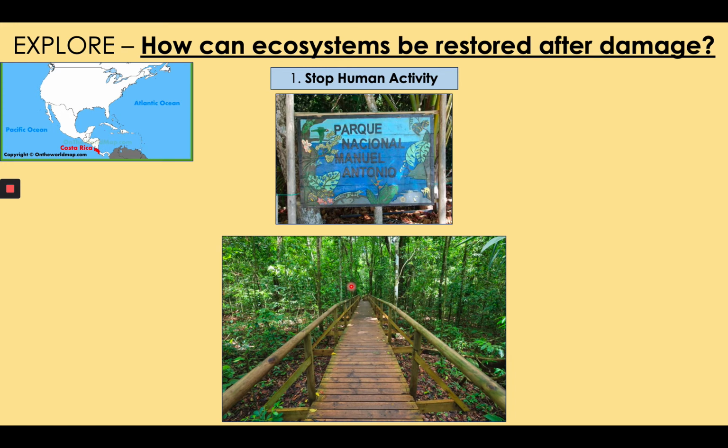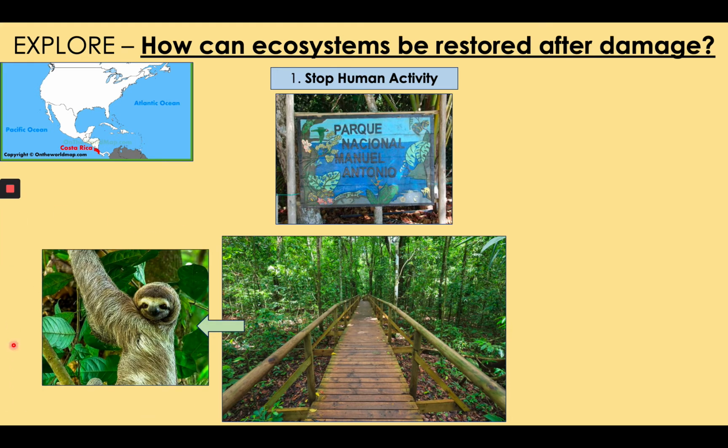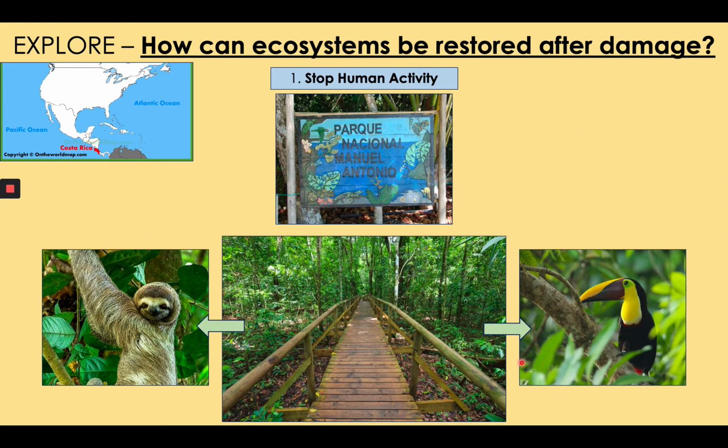As a result of the national park status of this area of Costa Rica called Manuel Antonio, the biodiversity in this area has increased, and now sloths and other mammals have increased in number, and also there are many hundreds of species of birds like this toucan in Manuel Antonio National Park.